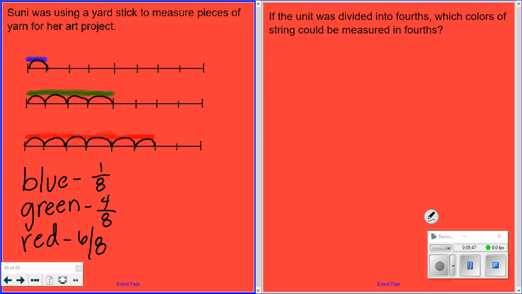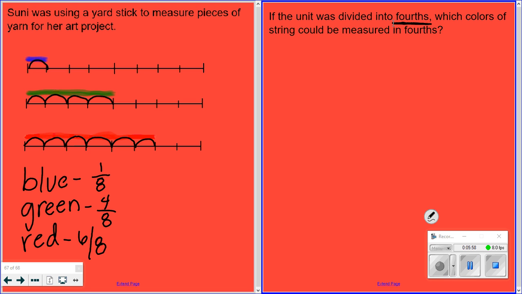I want you to get out your fraction pieces. If I was counting by fourths, how much would that be? Get out a fourth piece. I believe those are green.